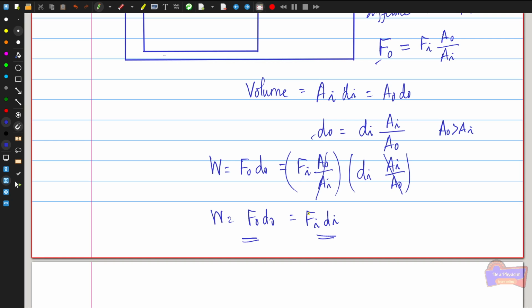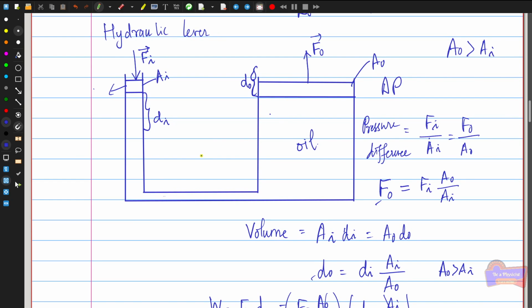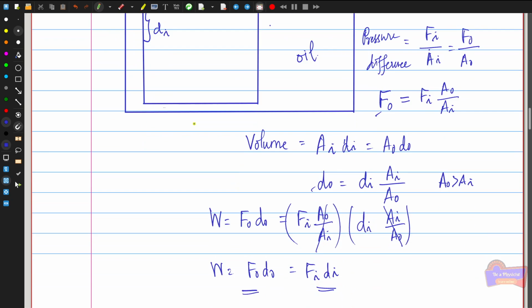So there is often a tremendous advantage in being able to exert this larger force. Suppose this is used in a hydraulic jack to lift any automobile like a car or any massive vehicle. Based on Pascal's principle, hydraulic levers and hydraulic brakes work. Now let us discuss some problems based on Pascal's principle.